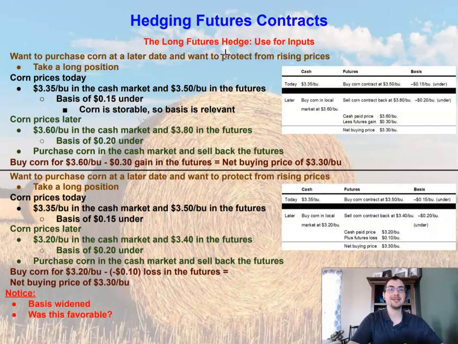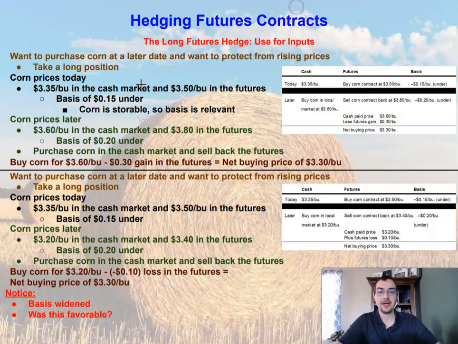So what are the corn prices today? Corn prices today are $3.35 per bushel in the cash market and $3.50 in the futures market. So we have a basis of 15 cents under. How do we get that? Well, it's cash minus the futures.